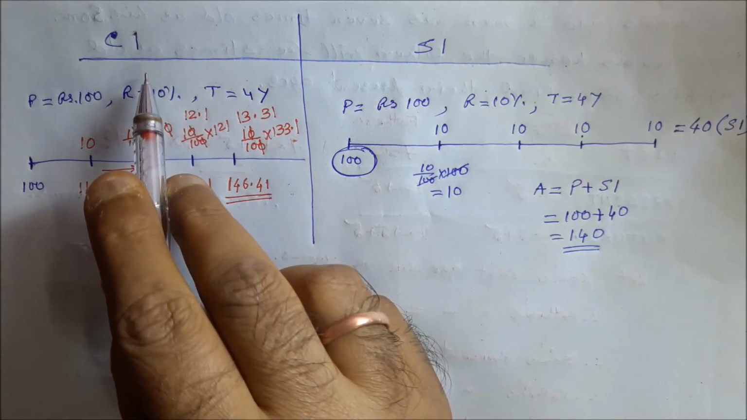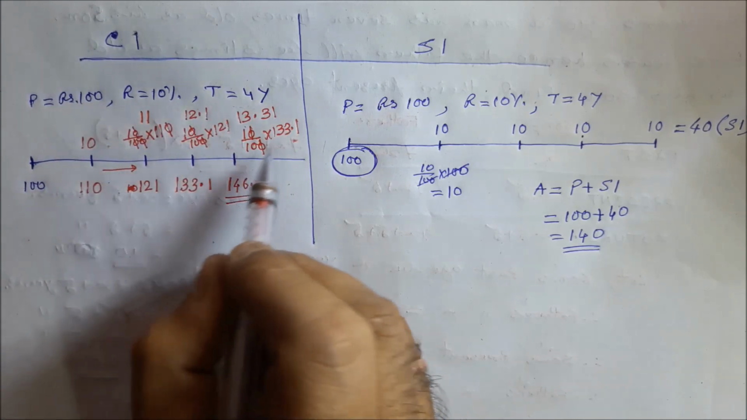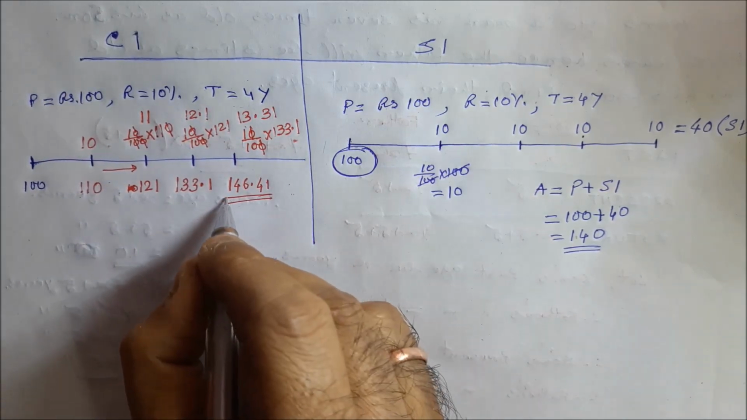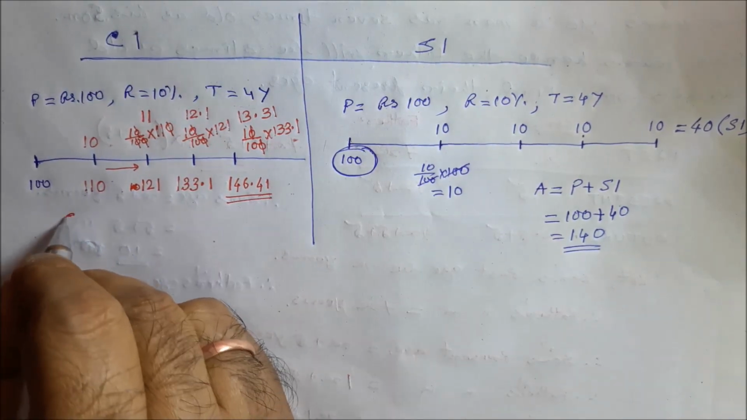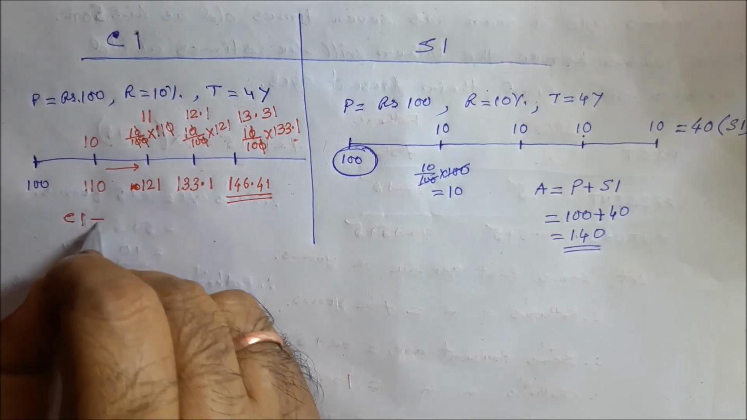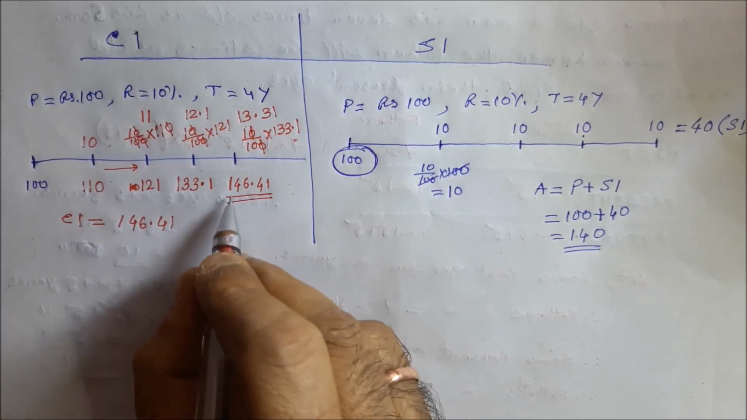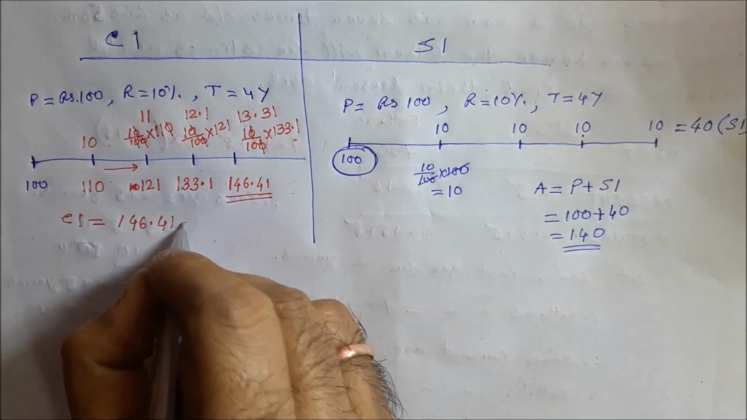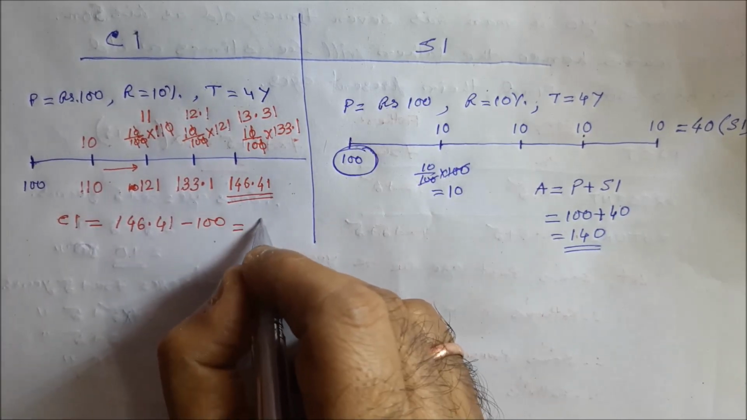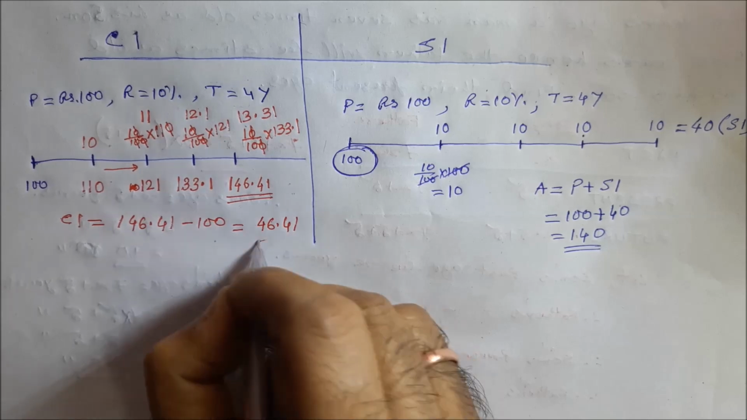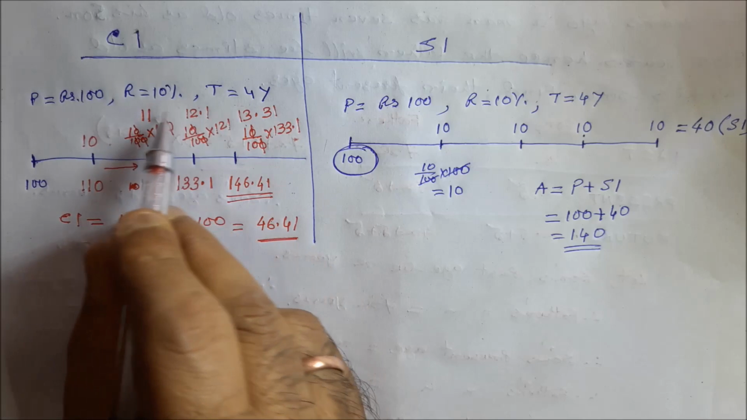So this is the total amount which you will get after completion of 4 years in case of compound interest. So if you want to calculate the compound interest, then you can add all this interest, or you can subtract the principal from this amount. Let us see whether it is working or not. So CI is equal to 146.41, that is the amount which you will get after 4 years, minus 100 means that is the principal. So what will be the value? That is 46.41, isn't it?